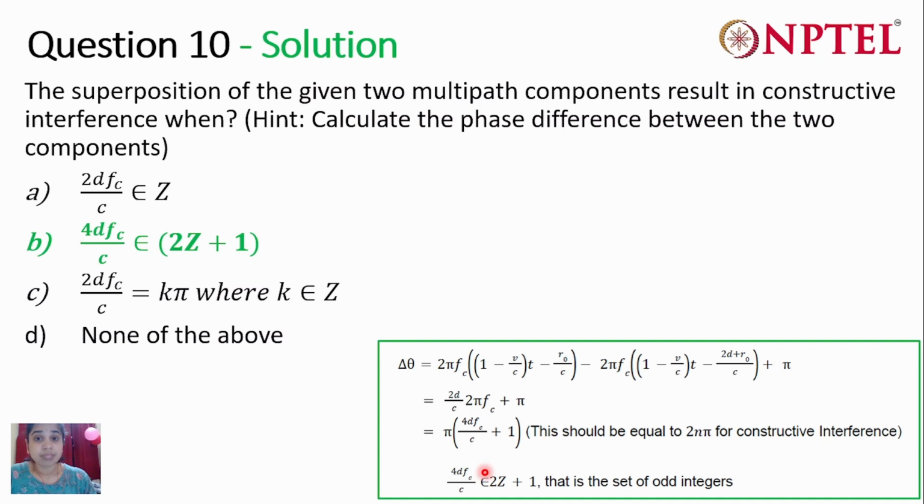Madam, why is plus pi added while calculating the phase difference delta theta? Yeah, for the reflected signal, we are expecting a phase shift of 180 degrees. Okay, that's it.